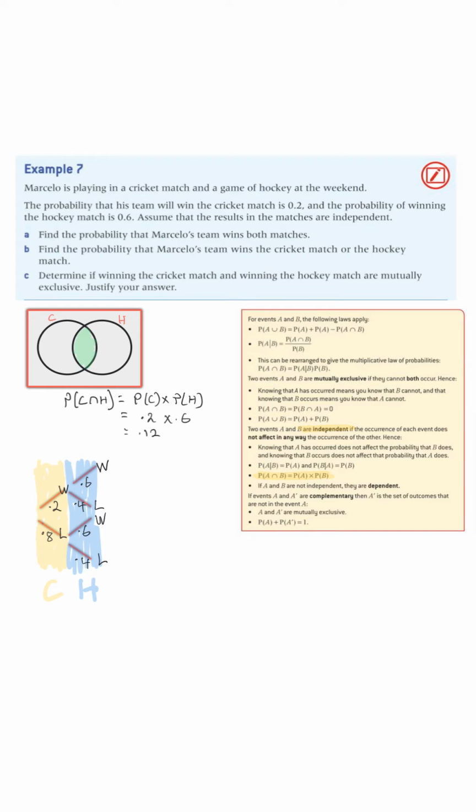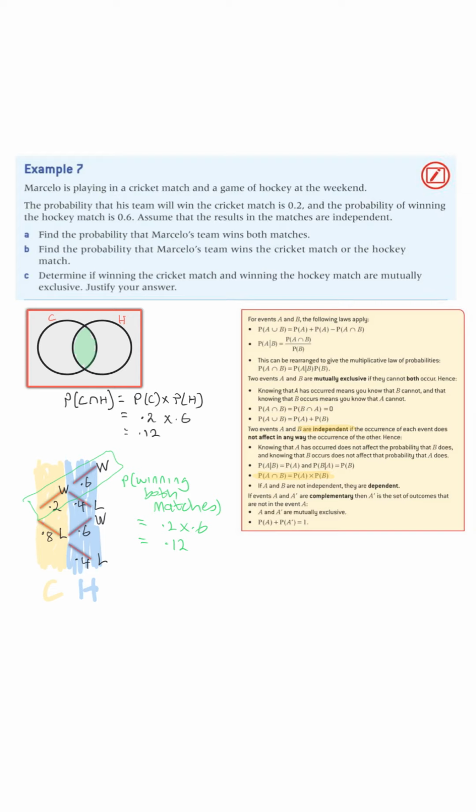Now what it says is, find whether the Marcelo team wins both matches. Well, to win both matches, that would be here. That's winning both matches. And remember, in a tree diagram, you multiply along the branches. So that means probability of winning both matches equals 0.2 times 0.6, that equals 0.12. Well, that's the same.